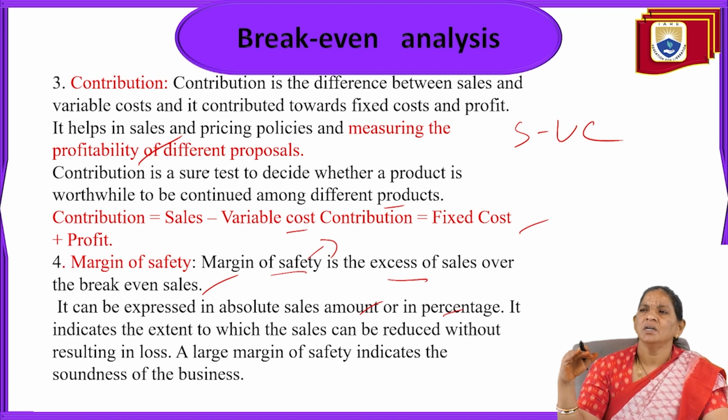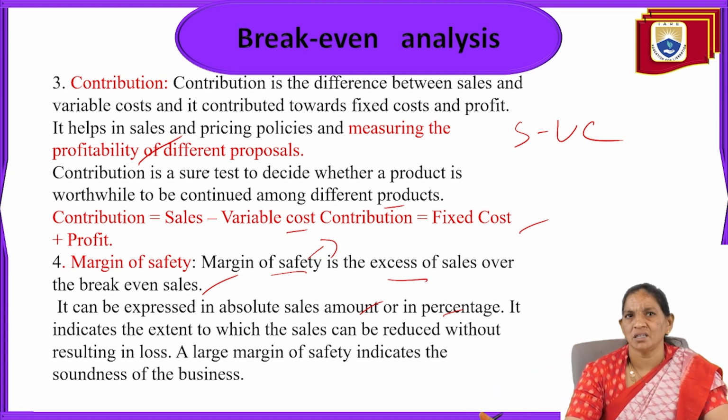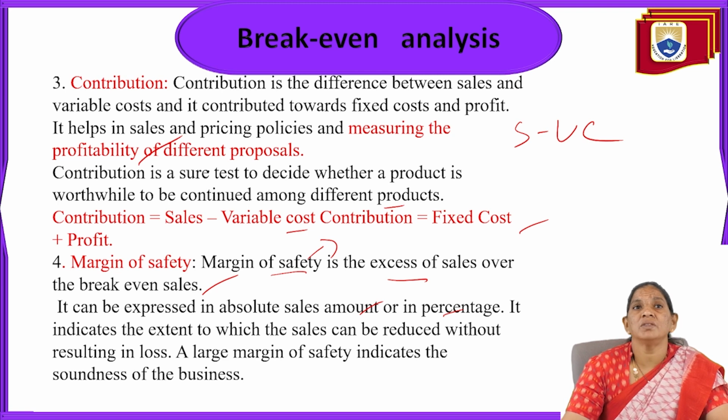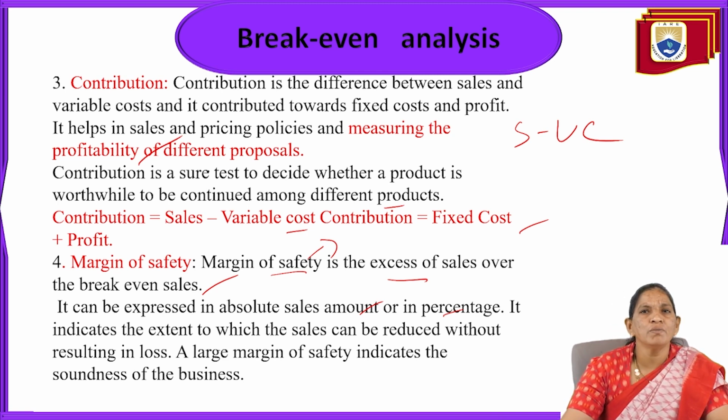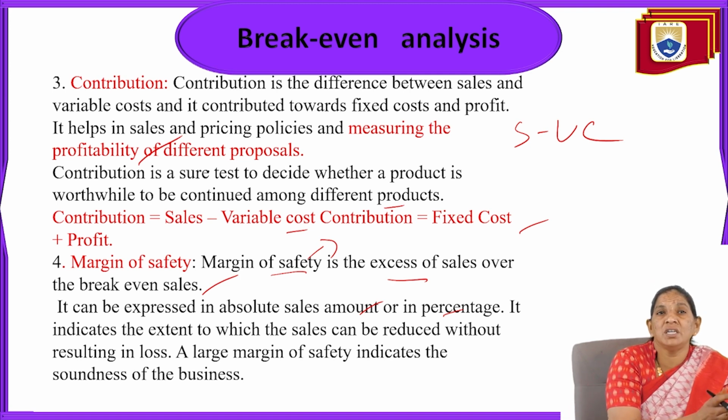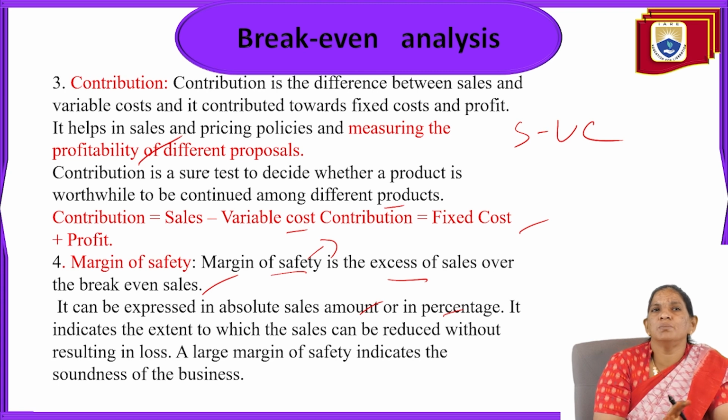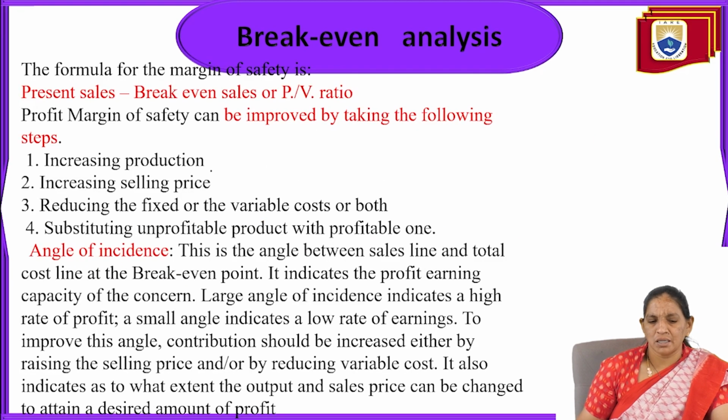Safe side, maybe uncertain things happen in the market. Maybe a competitor came with a lower price, or a competitor came with a variety of goods. Maybe some of our sales decrease also. The margin of safety indicates how good the business is in the market.